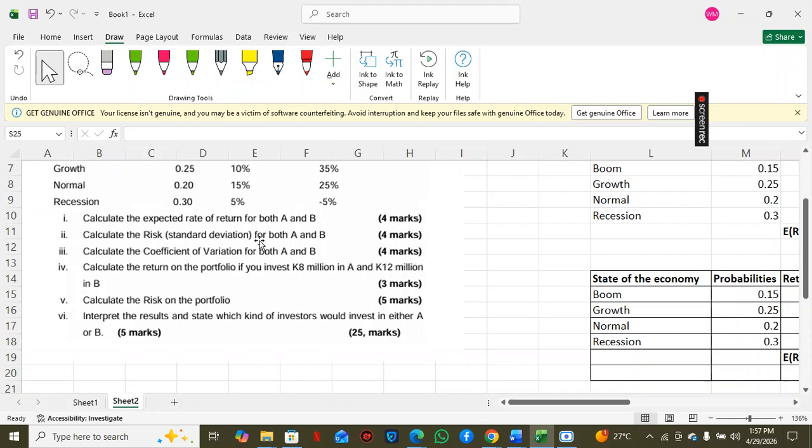Okay. So that's the first section of risk and return, where you're dealing with individual companies. Now we're going to combine it as a portfolio. Remember, a portfolio is where you group investments together. So you're saying, I'm going to invest in company A and I'm going to invest in company B. Now we have to find the return of the portfolio.